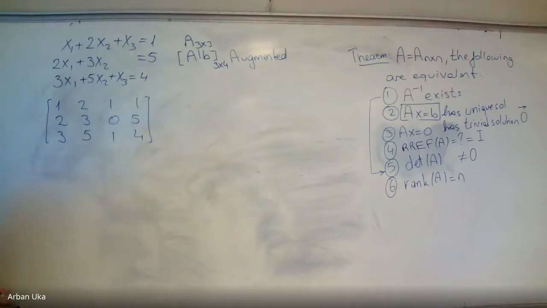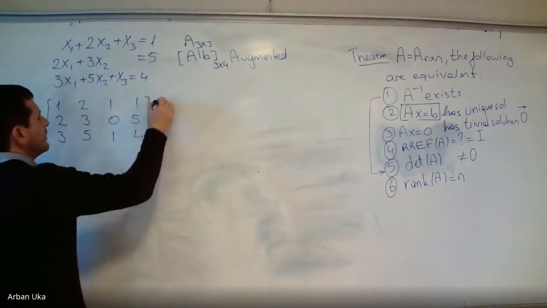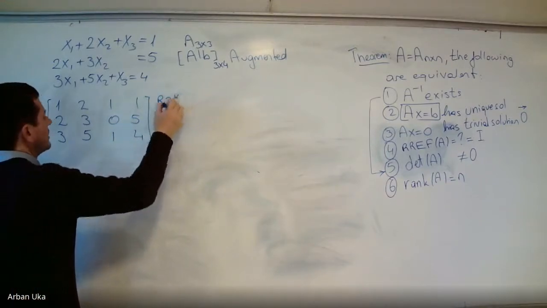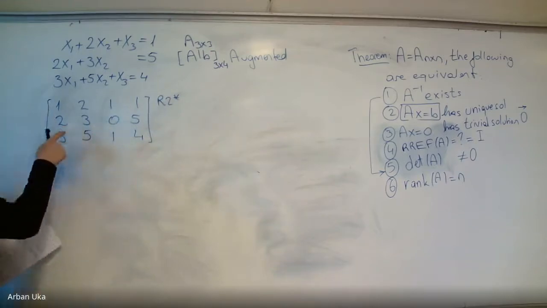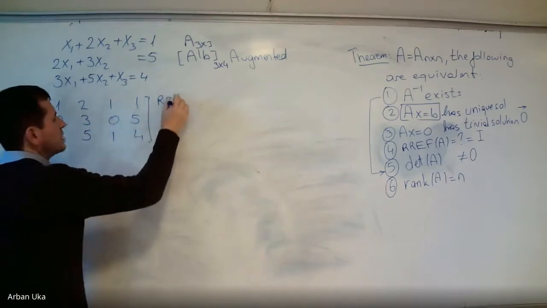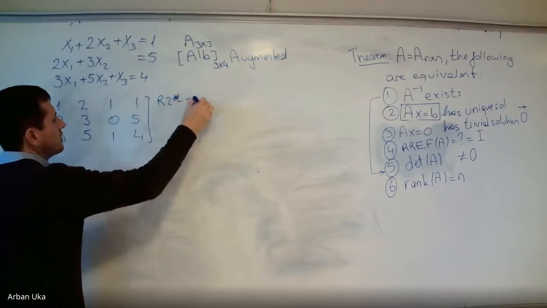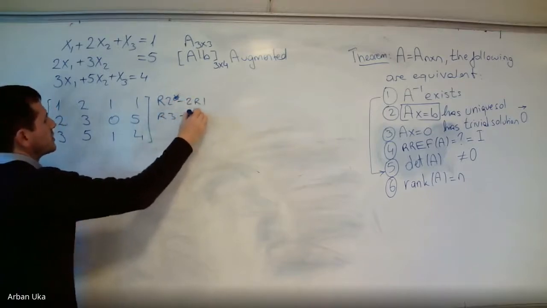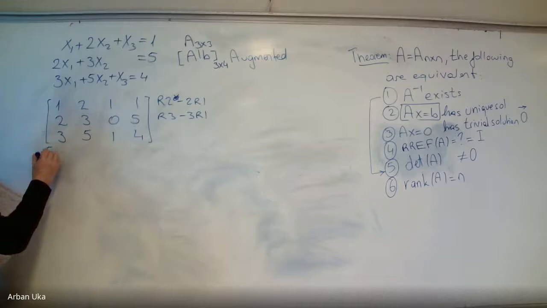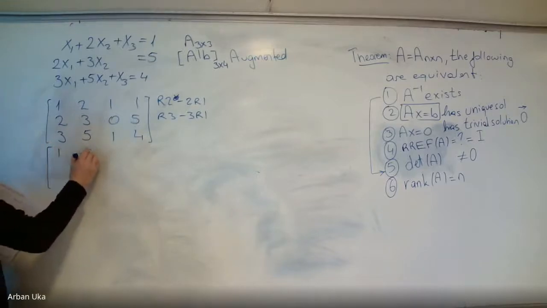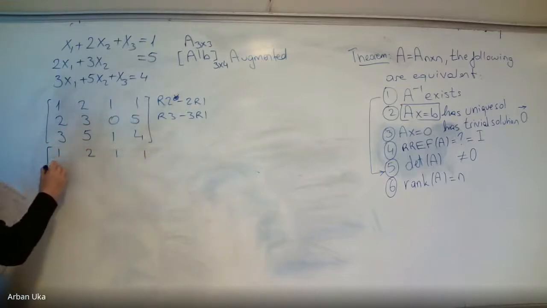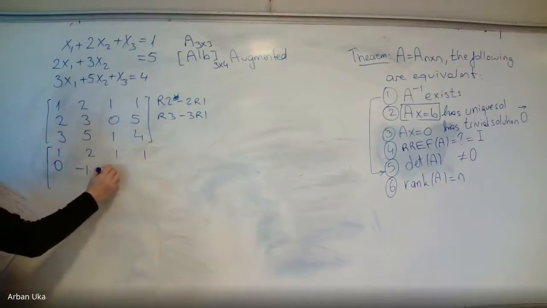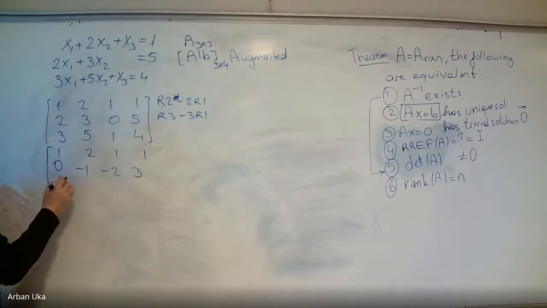Okay, so let's follow the same steps. We want to get the reduced row echelon form to obtain the rank. What do we do? Row 2, we subtract twice the first row. Would you agree with this one? So we say row 2 minus 2 row 1 and row 3 minus 3 row 1. So then we get the following: 1, 2, 1, 1, 0, minus 1, minus 2, 3.